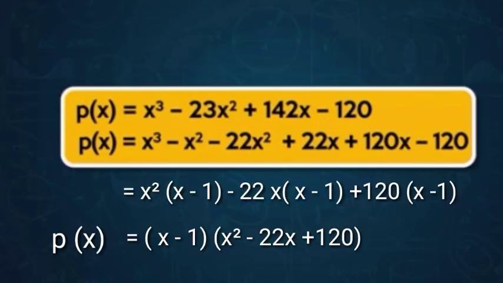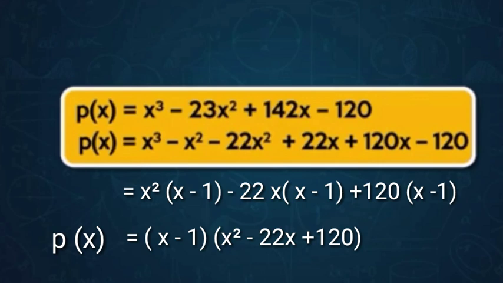Now, in the given polynomial, we will split second and third term. Then this can be written as x cube minus 23x square can be written as minus x square minus 22x square plus 142x can be written as minus 22x plus 120x minus constant term as it is 120.